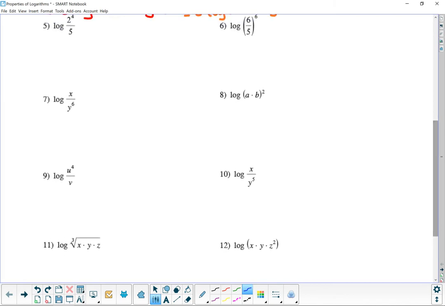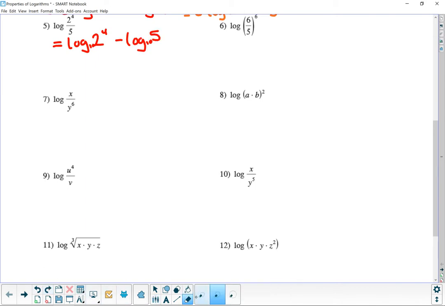Number 5. This one's going to be, and notice it's a quotient rule. So this is going to be log 2 to the 4th power minus log of 5. And both of these are log base 10. Normally, I would write a little 10 underneath there. Okay, but if you don't see a 10, or you don't see a base at all, then it automatically means log base 10. Let me get that erased.